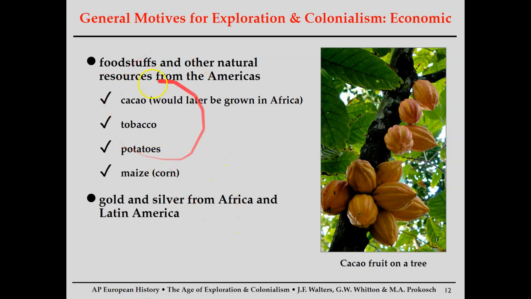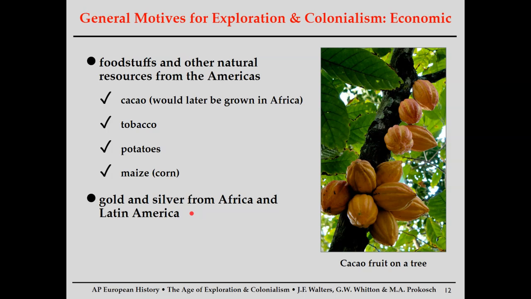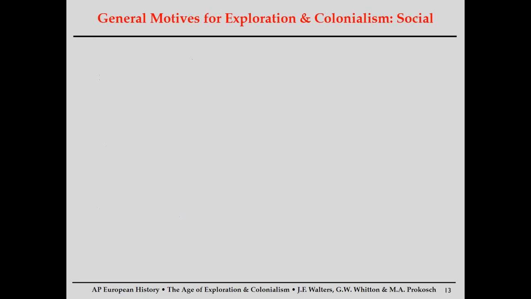So besides food, we have, of course, gold and silver. Obviously, God, glory, gold. And we know gold and silver are very valuable. There's a ton of it in South America. Africa has some as well. And basically, Europeans want to get rich, and that's a pretty quick way of doing it. Acquiring, really stealing, gold and silver.